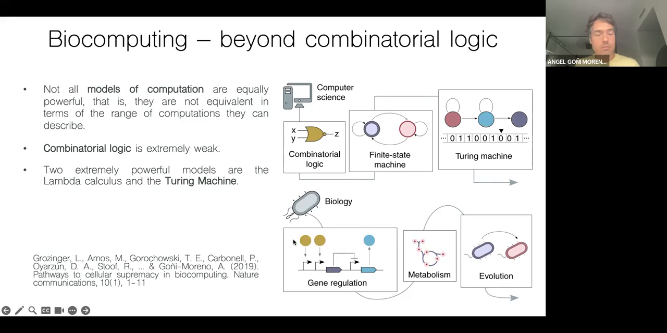So gene regulation, we all know about gene regulation and how gene regulation can perform different functions. Metabolism, of course, is very different from gene regulation, and it's also used by cells to deal with information in a different way than gene regulation. We have processes such as evolution, which is somehow a model of computation in itself, because evolution deals with problems of adaptability and so on. So there is a question about how to adapt a living system to an environment, and finally there is a solution.